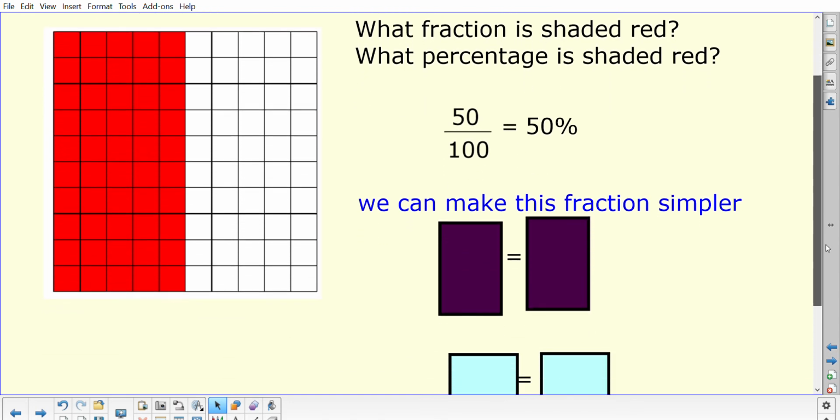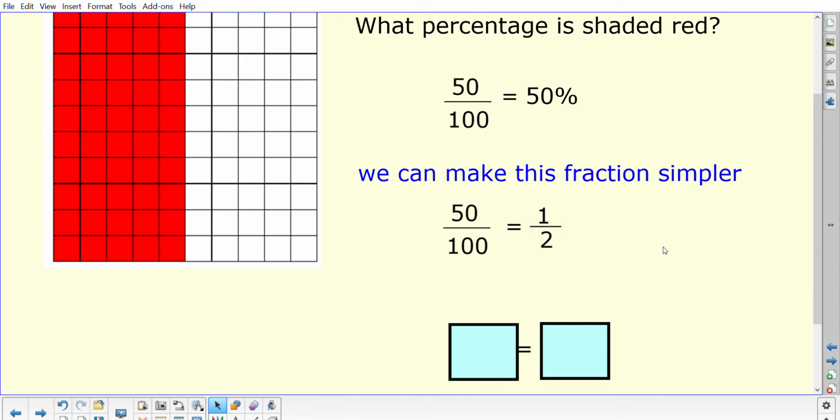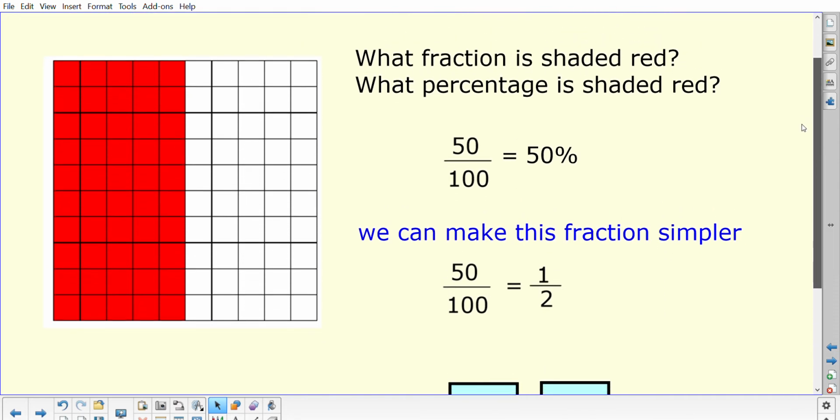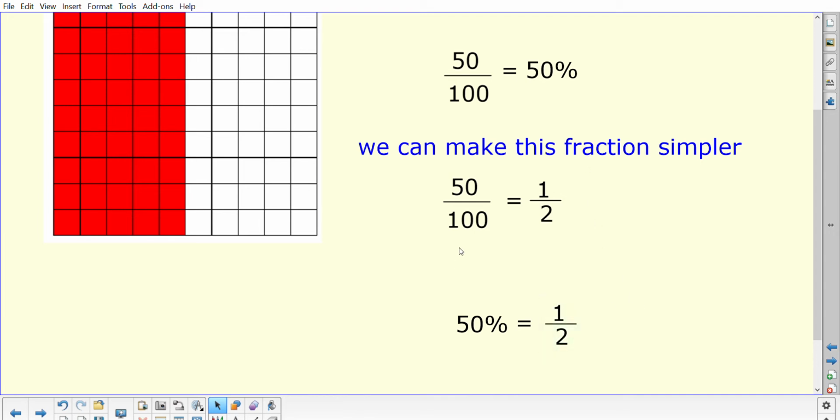But we know from our work on fractions that we can make 50 over 100 a simpler fraction. So how do we do that? Well, we reduce it down. Hopefully you can see just by looking at the diagram that 50 out of 100 is the same thing as saying I've got half of that diagram shaded in red. So that tells us that 50% is the same thing as a half. If you get 50% of something, you get a half of it.